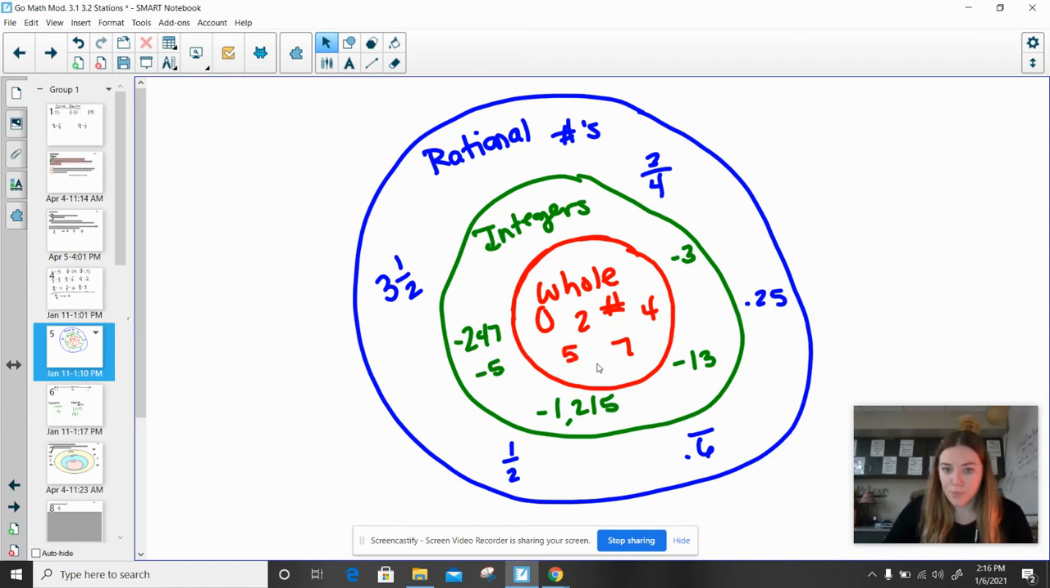So all numbers are rational numbers that we're going to talk about in 6th grade, okay? Some of the rational numbers we talk about are considered integers, and some of those integers we talk about are considered whole numbers, and that's kind of what we're going to look at in our homework.